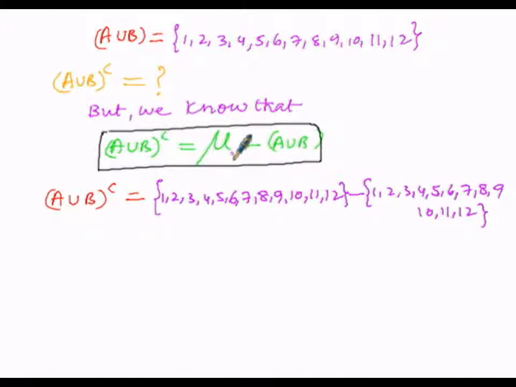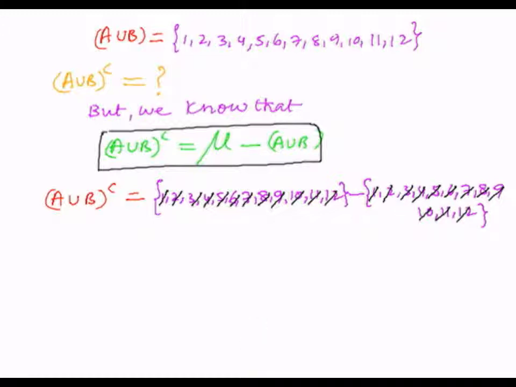In order to subtract, we have to choose the common elements. The common elements are 1 to 12: the elements 1 to 12 are present in mu, and similarly 1 to 12 are also present in A union B. So we can cancel all the elements of mu and all the elements of set A union B, because they are present in both the sets, so they get cancelled.